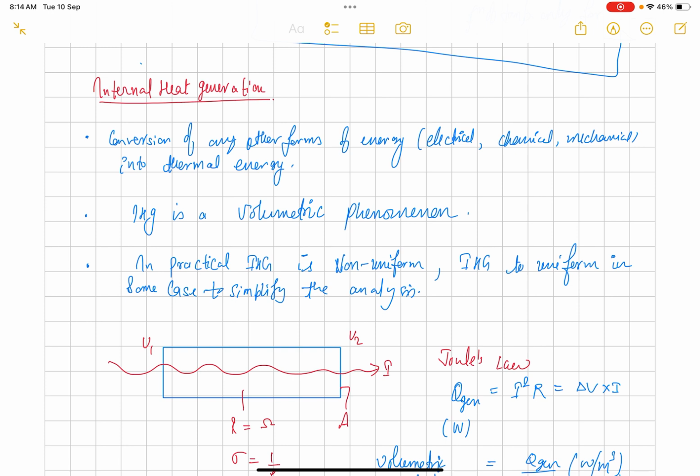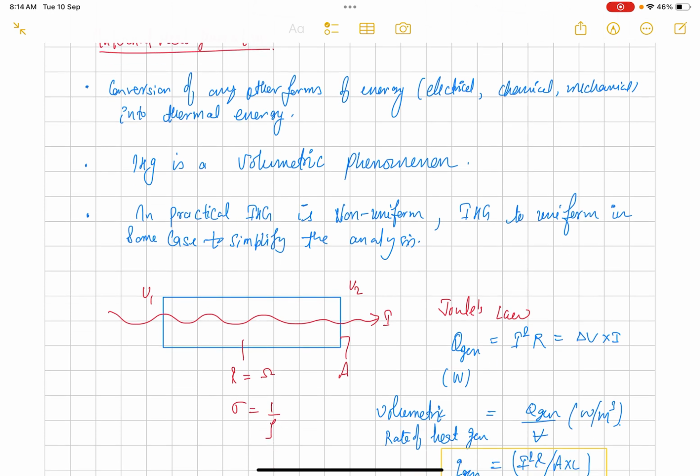The example of internal heat generation I have given here is a wire represented by the blue rectangle. Potentials V1 and V2 are applied across the two ends of the wire, and current I is flowing through it. A is the cross-sectional area of the wire, R is its electrical resistance, sigma is its electrical conductivity, and rho is not its density, it is the electrical resistivity. From Joule's law of heating, because of the flow of current through the wire, we can find the heat generation inside the body as I squared R, or delta V times I.